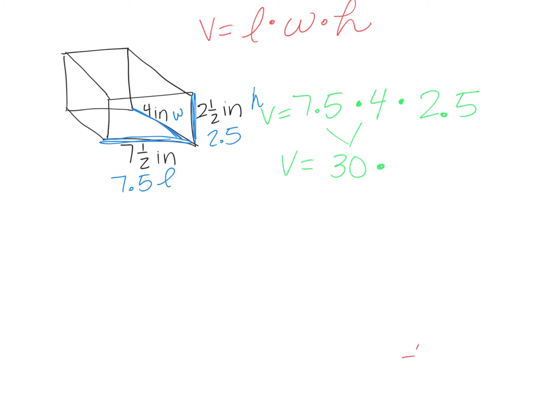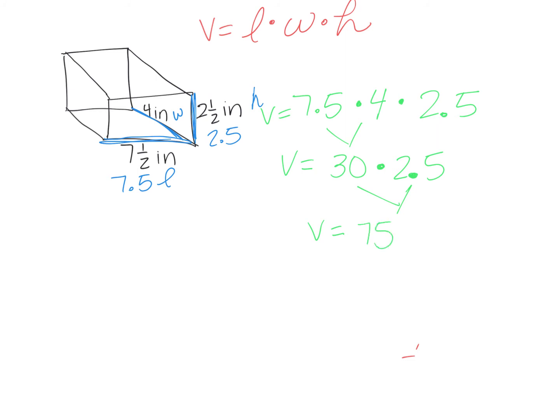Bring down your multiplication symbol and bring down your 2.5. I'm converting with decimals to make it easier on my brain. Now I'm going to take my 30 and multiply that by 2.5, which gives me 75. But it's not just 75.